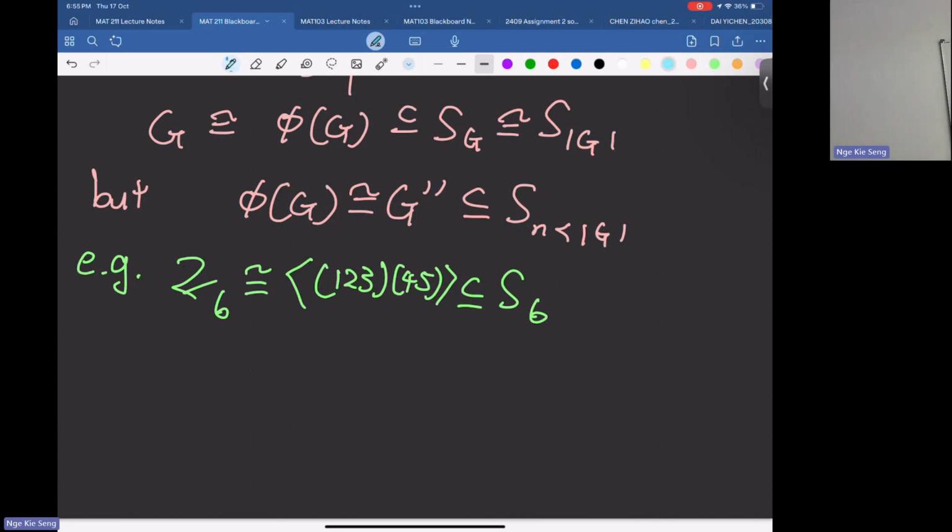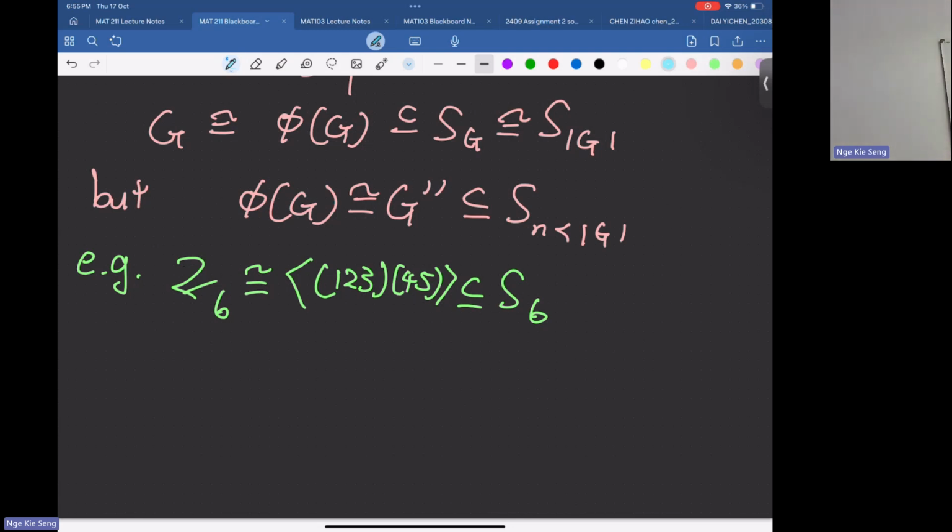Last time I already asked you how to find an isomorphism between two groups. Let me ask someone. How to find an isomorphism between Z6 and this cyclic subgroup? Sorry, let's take back. How to show there's an isomorphism between Z6 and this cyclic group? Good, very good.